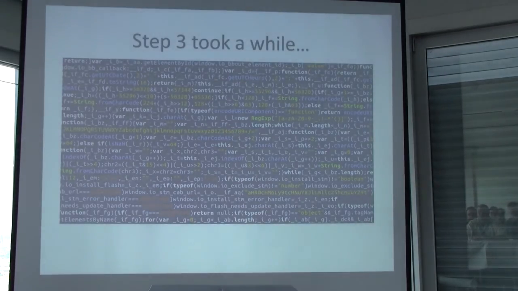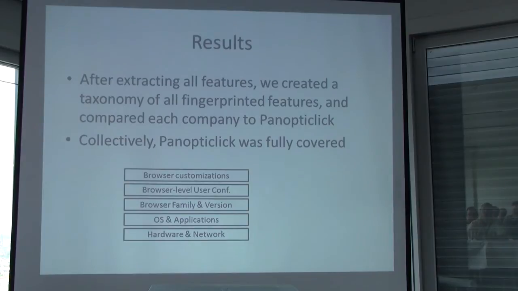As you can see, the deobfuscation part can take a while, because these companies are not super eager to share their fingerprinting code with you. The result is that we were able to create a taxonomy of all fingerprinted features that each company is involved in. And we could say, for example, that collectively, Panopticlick was fully covered. So this is an example where the industry is keeping up quite fast with academia, because they were not ages behind on fingerprinting.